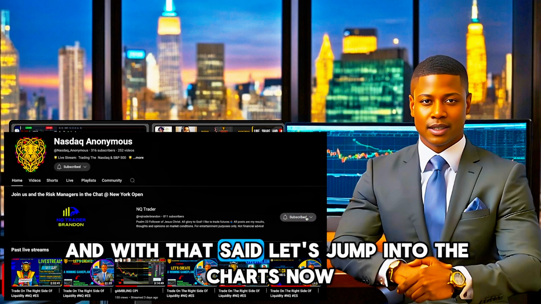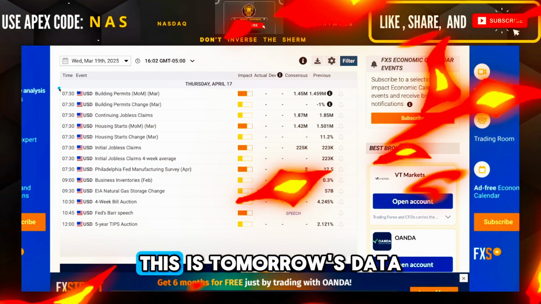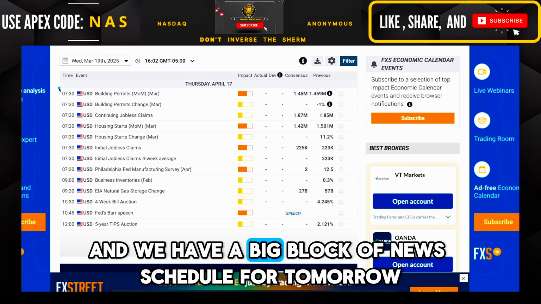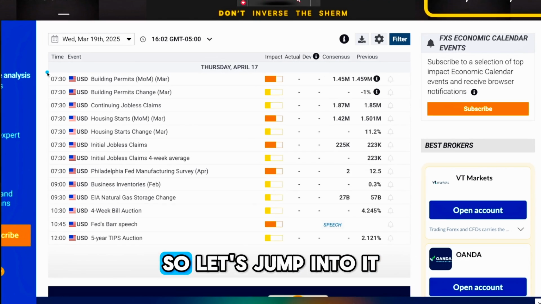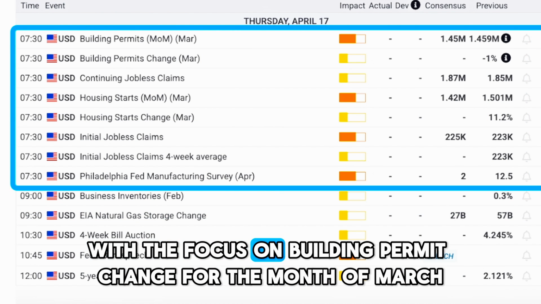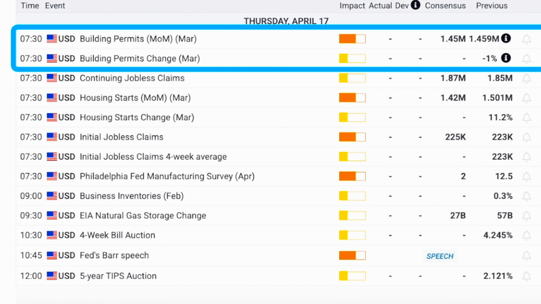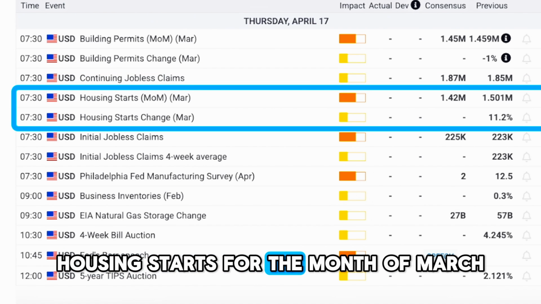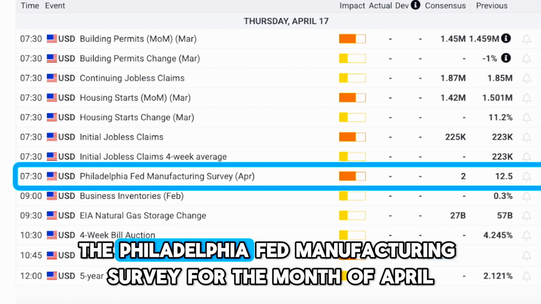And with that said, let's jump into the charts now. This is tomorrow's data. And be mindful that all times are in Central Time. And we have a big block of news scheduled for tomorrow, so let's jump into it. We have a big block of news at 7:30 with the focus on building permit change for the month of March, continuing in initial jobless claims, housing starts for the month of March, and finally, the Philadelphia Fed manufacturing survey for the month of April.